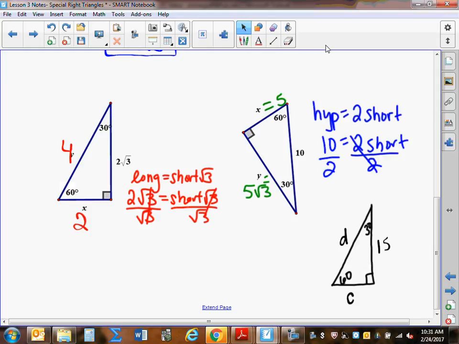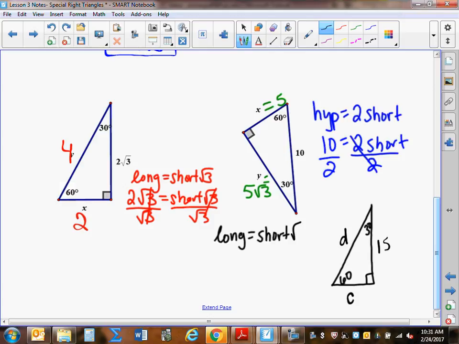Alright, let's see how you did with this. So what did they give me here? What does 15 represent? The long leg, the complicated one. Alright, so my long leg is just the short times root 3. So my long is short times root 3. That's my general equation I know to be true.